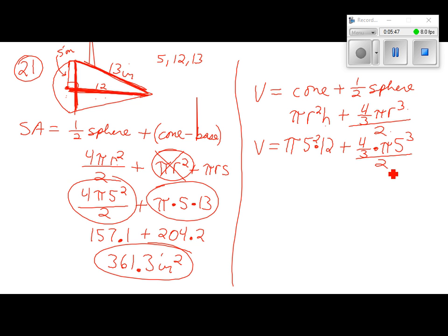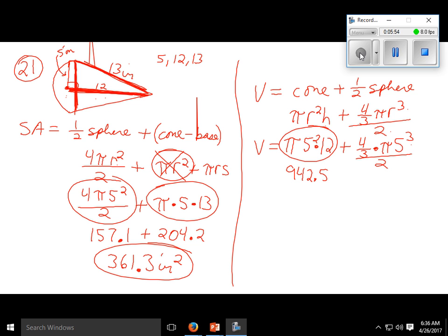So grab your calculators and you can do this part, then do this part over here and divide it by 2. On the first part, I got 942.5.